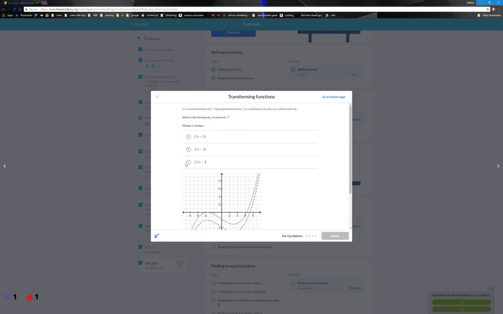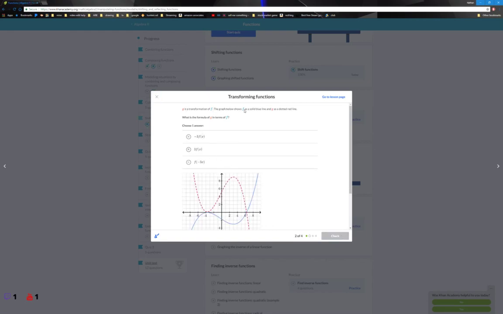So we know that vertical goes outside the parentheses and you add it. So if we're going down 2, you subtract. So these are both horizontal shifts. So we'll check, and we got it right.